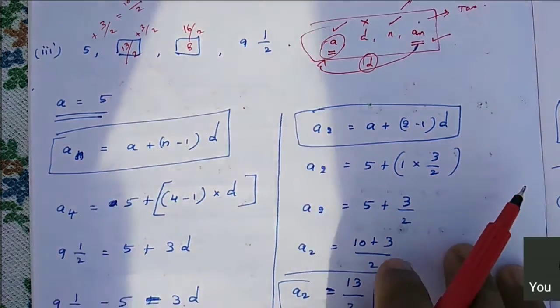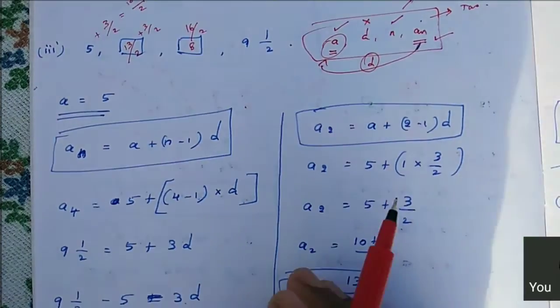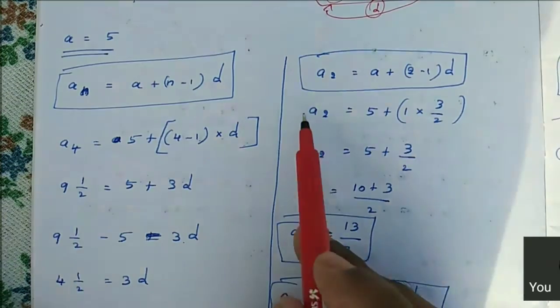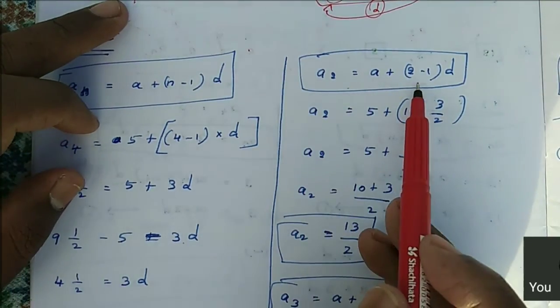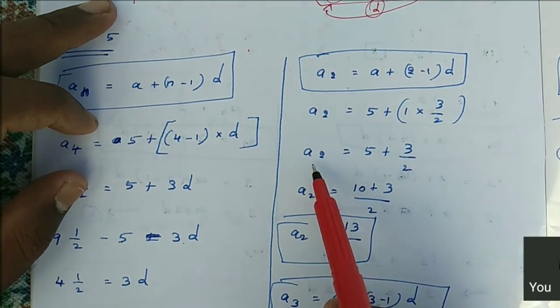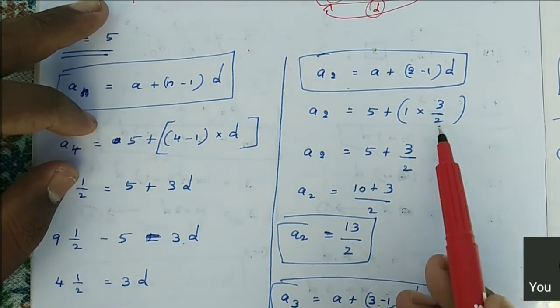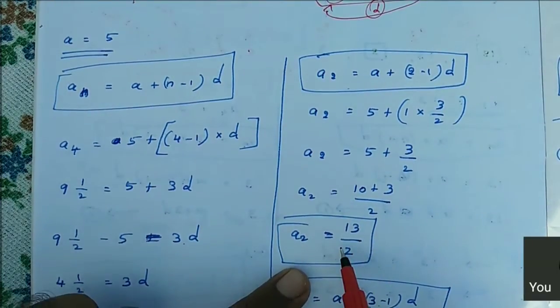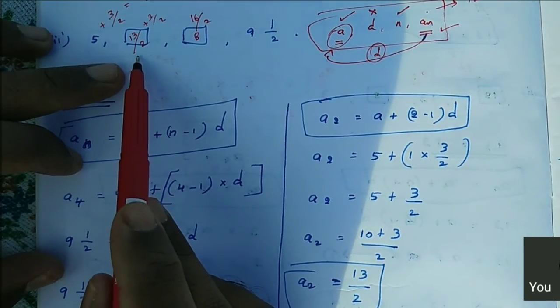Okay, listen. Now, that was a shortcut; we can also do the elaborate method. For the second term we find a2, which is equal to a plus (n minus 1) into d. So a2 is equal to 5 plus 1 into 3 by 2, which is 5 plus 3 by 2. So a2 is equal to 10 plus 3 by 2, which is 13 by 2. So the second term is 13 by 2.